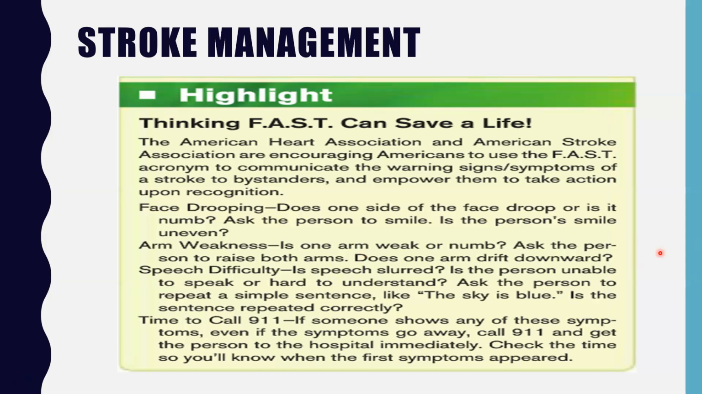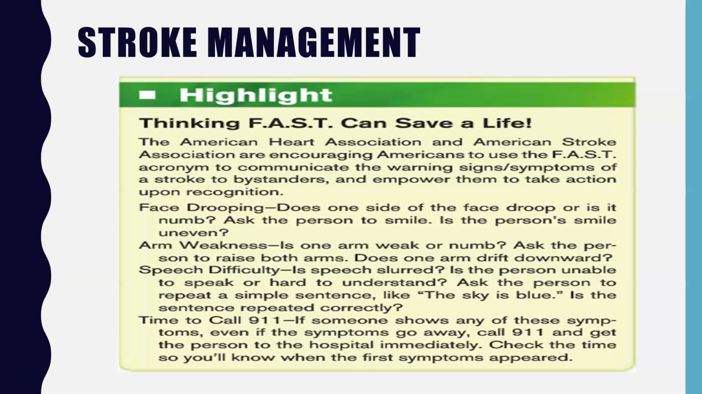So the way that you identify this is you're going to just ask the athlete to smile and look for any drooping or other abnormal conditions on one or both sides of the face, right? That's the F of FAST, right? You're going to ask the athlete to raise and lower both arms and look for unequal movement or drifting of one arm downward, which is the A for arms.